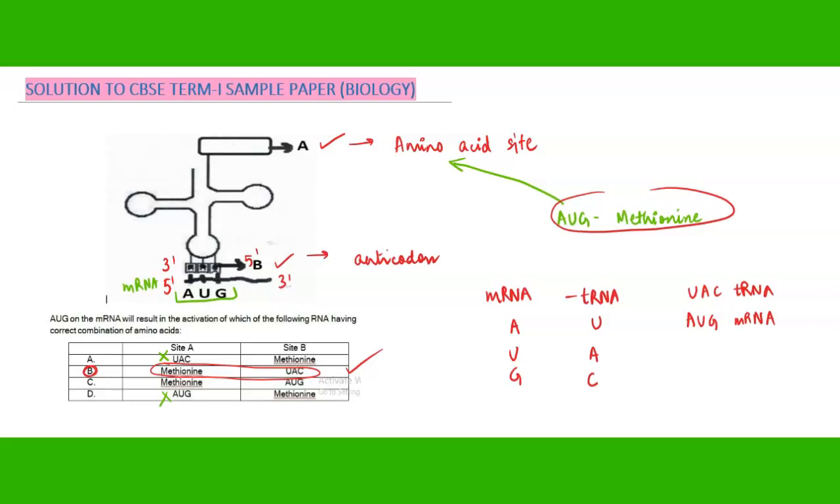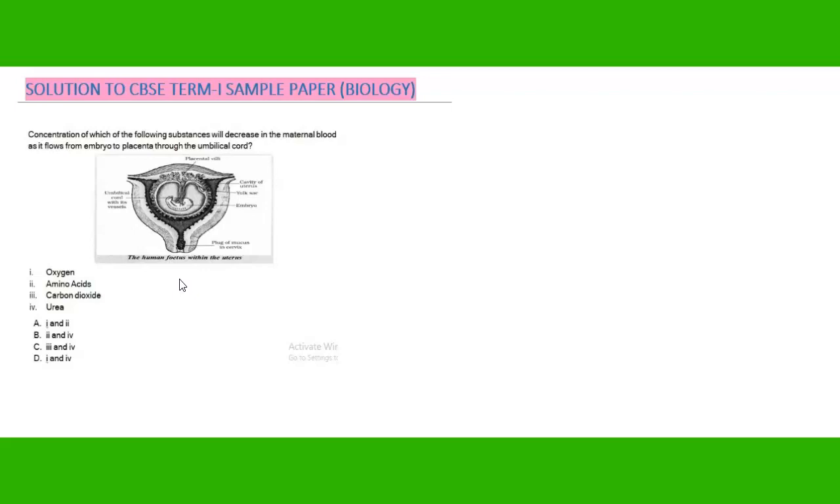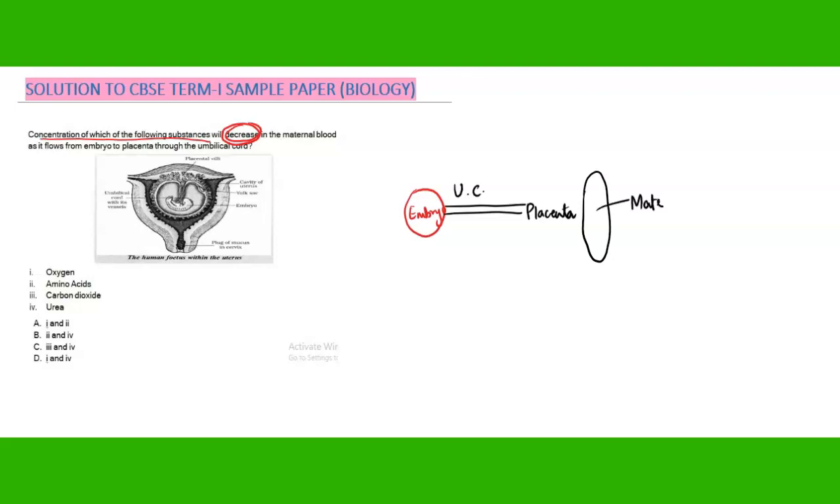This is the next question, and it says: concentration of which of the following substances will decrease? Decrease is the keyword here, in the maternal blood as it flows from embryo to placenta through umbilical cord. Now students, please remember, this is the embryo, and this is the umbilical cord. This is placenta and this is maternal blood. This much connection should be learned by you.